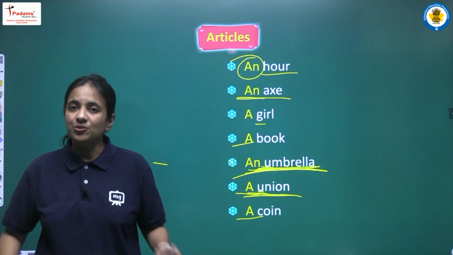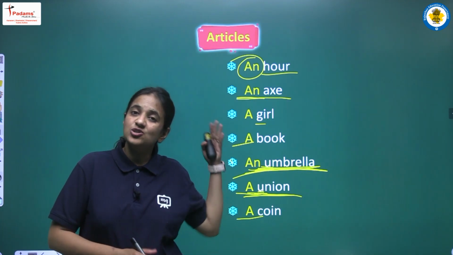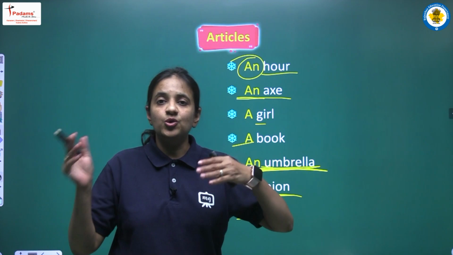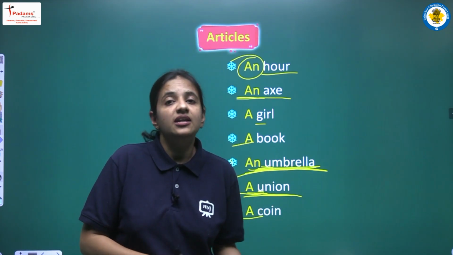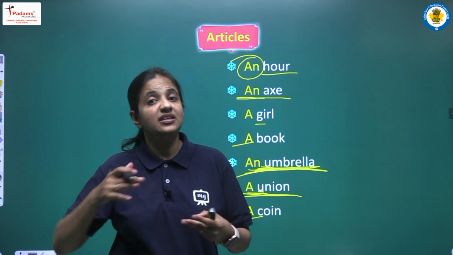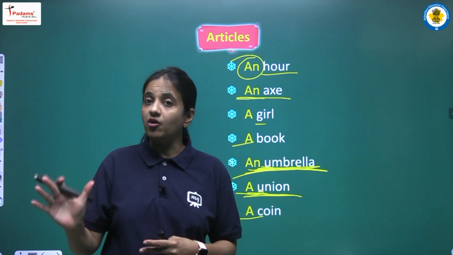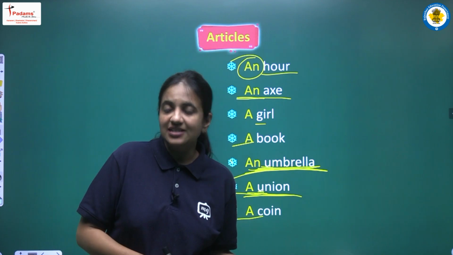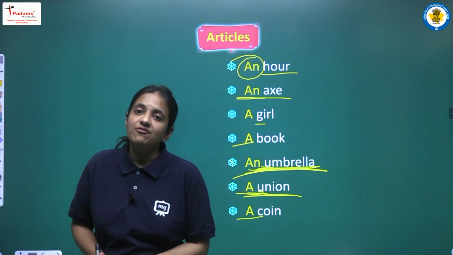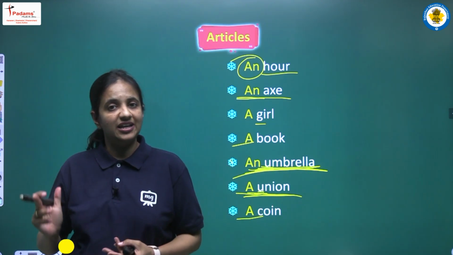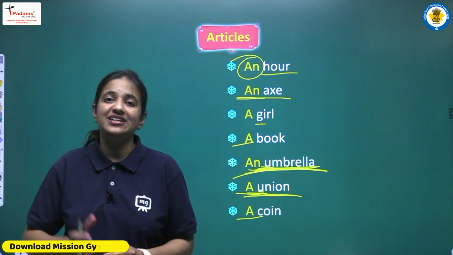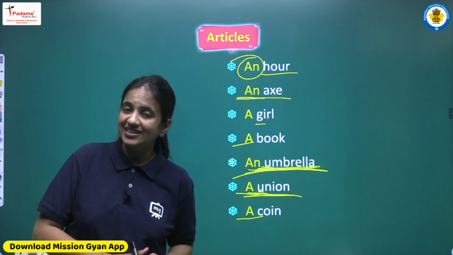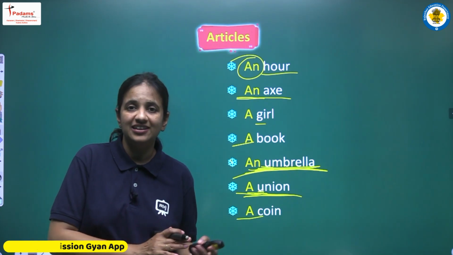Okay, so I hope this thing is clear, because we have seen so many examples also. We have seen so many cases where we have a consonant letter, but the sound that we have is a vowel sound. So according to that we have to use our articles. And yes, in some cases we have vowels in the beginning, but the sound that we have is a consonant sound. So according to sound we have to use the articles. They are A and AN.